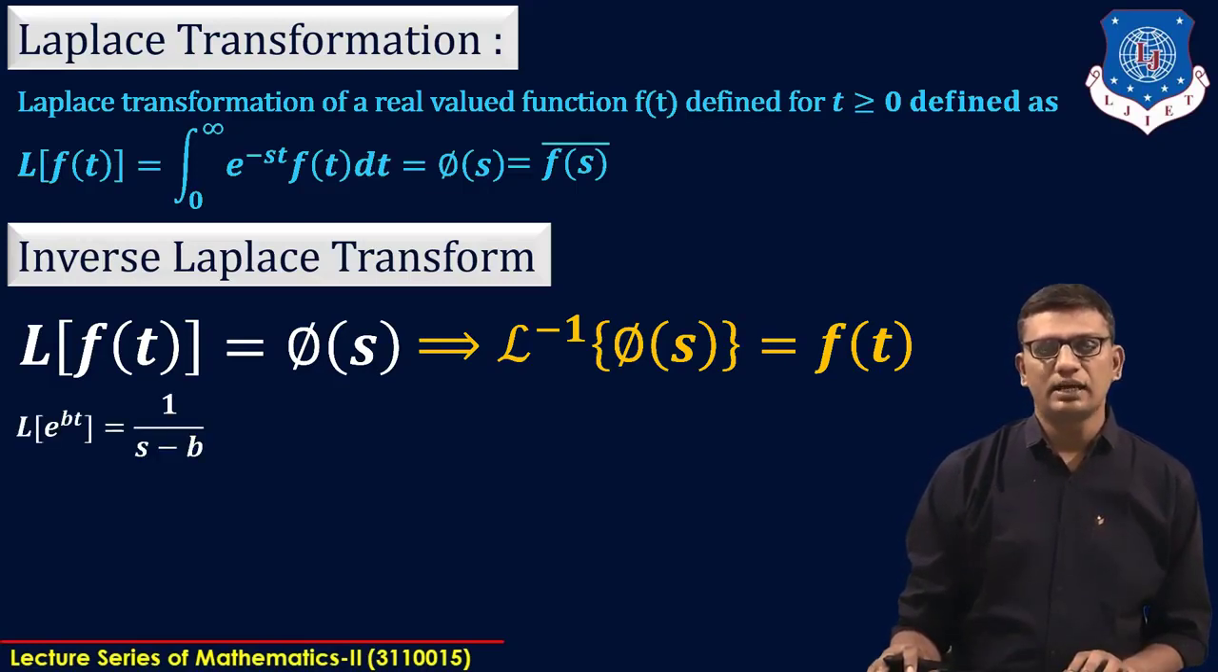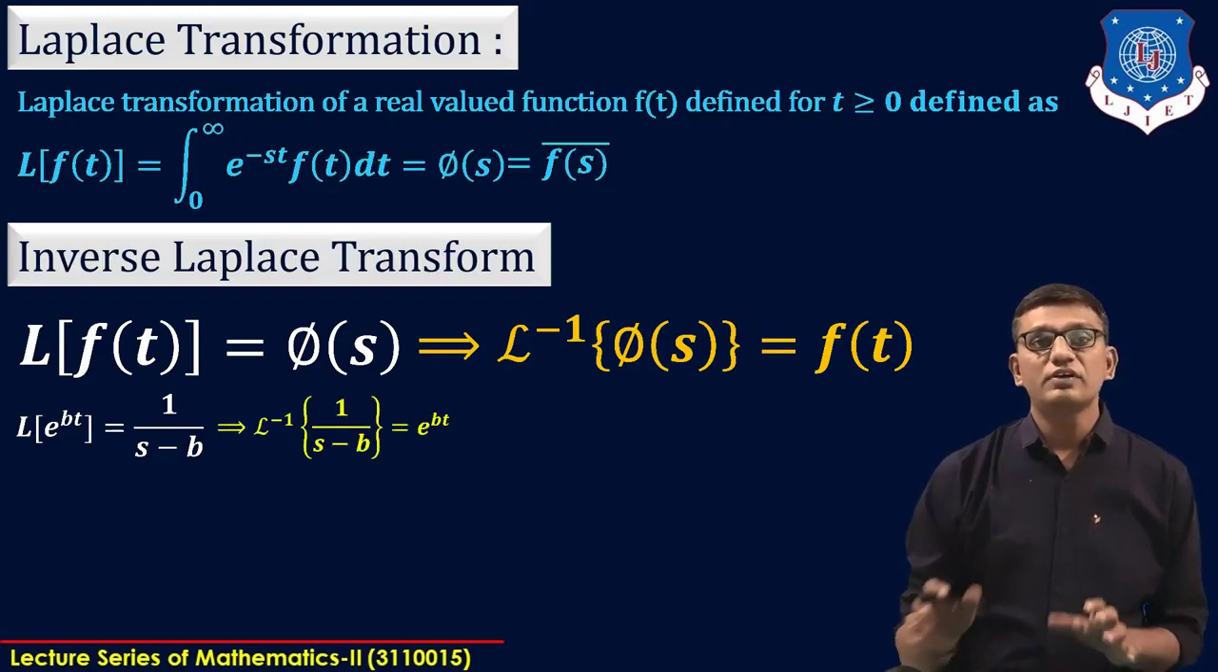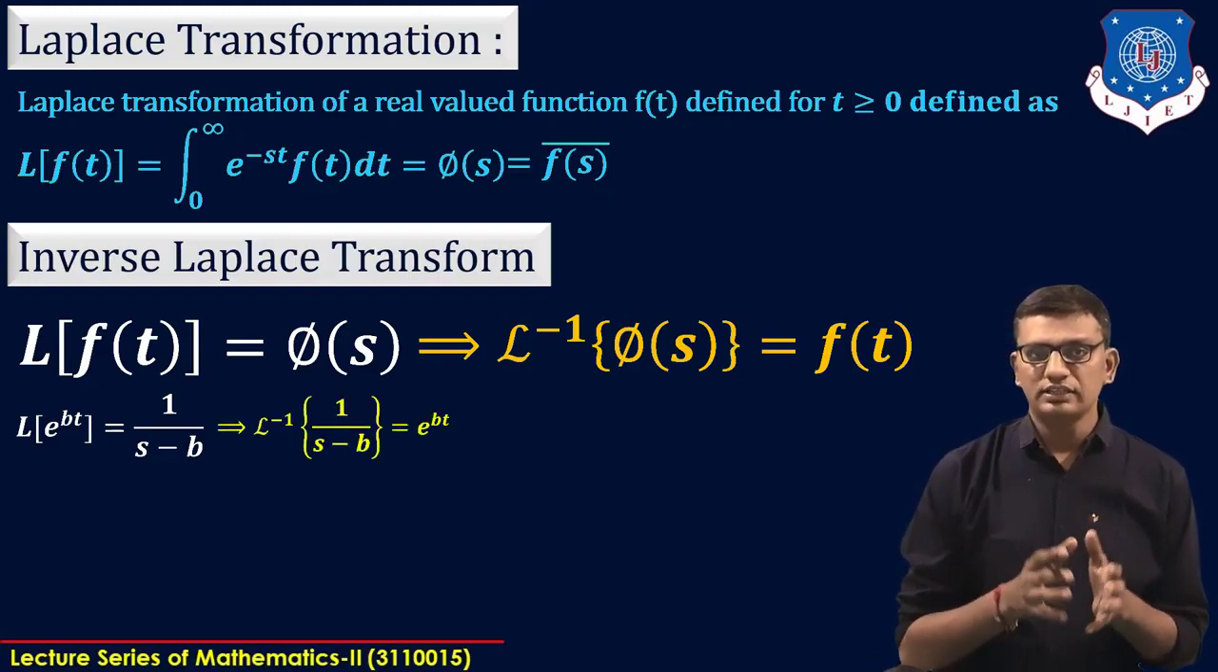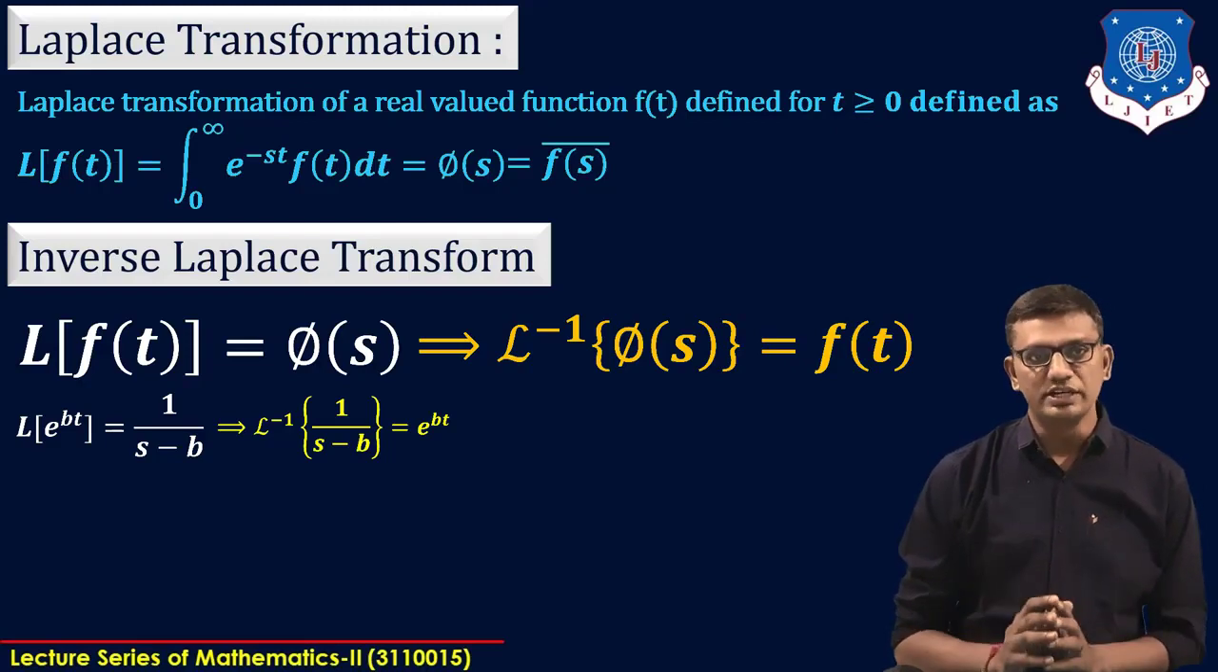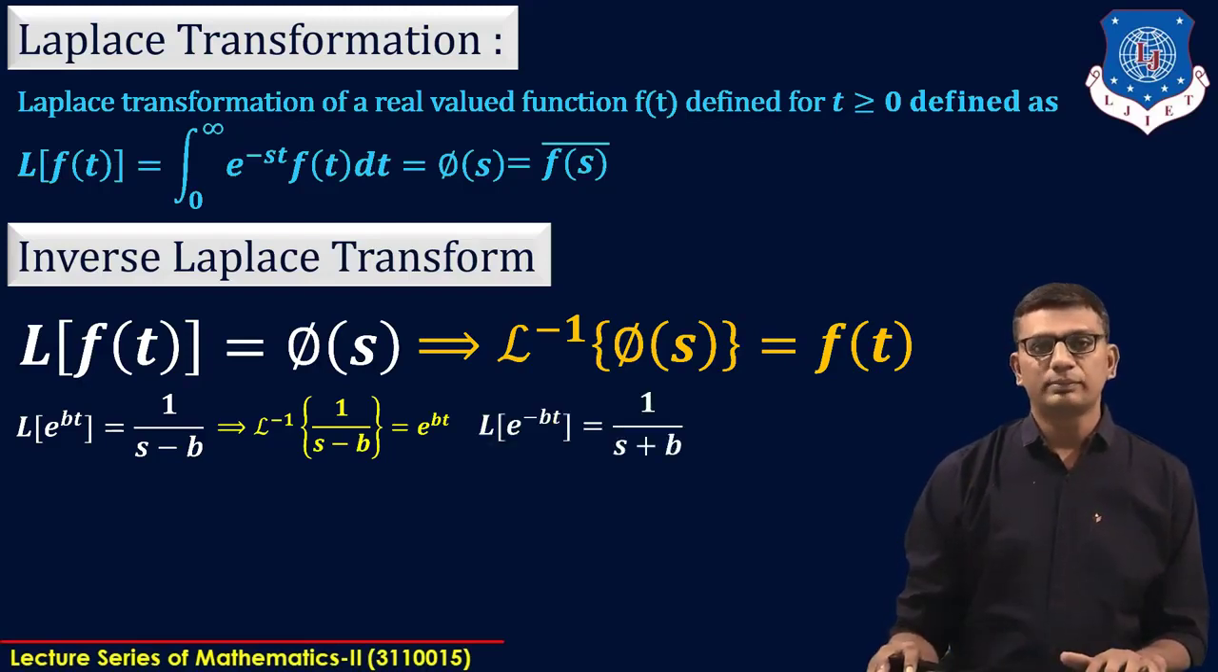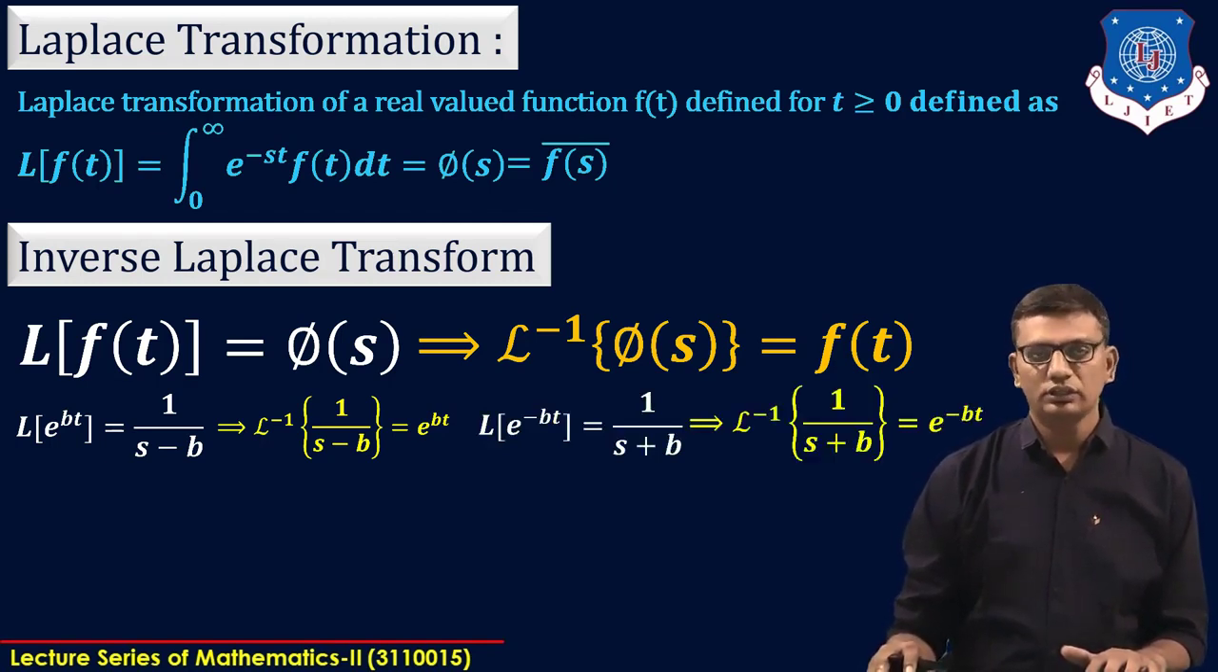Here we can see that Laplace of e raised to bt is 1 upon s minus b. Then we can say that inverse Laplace of 1 upon s minus b is e raised to bt. Similarly, we know that Laplace of e raised to minus bt is 1 upon s plus b. Then inverse Laplace of 1 upon s plus b will be e raised to minus bt. That means this is exactly the reverse process of Laplace transformation.